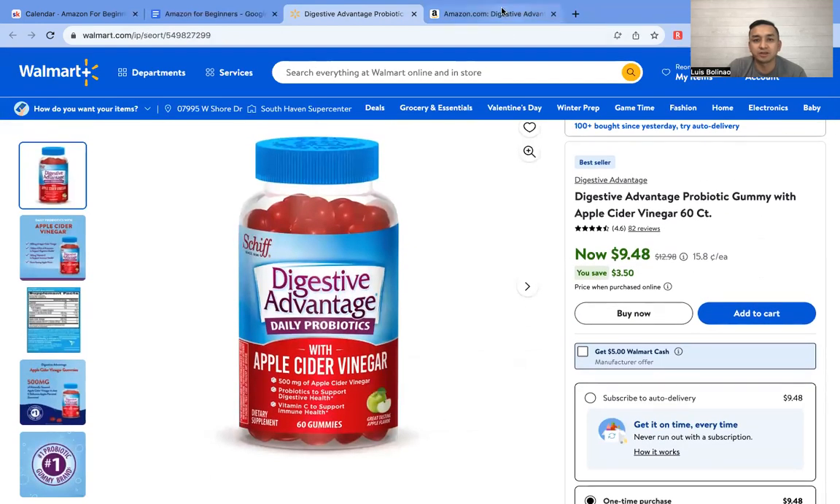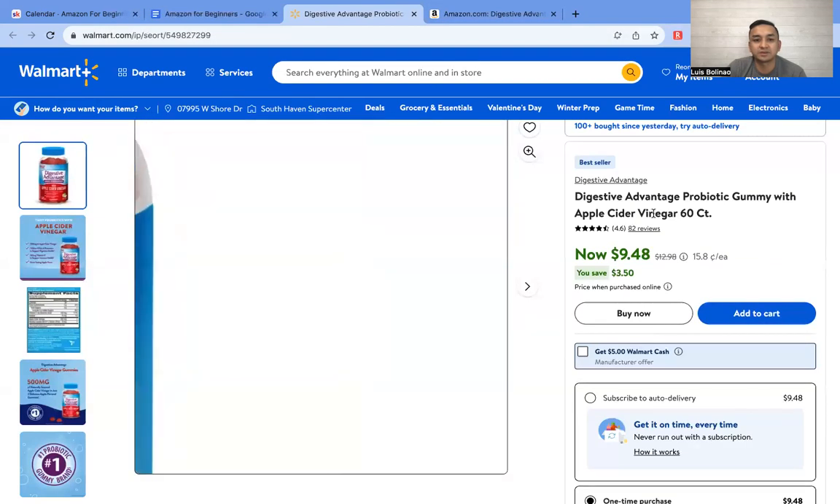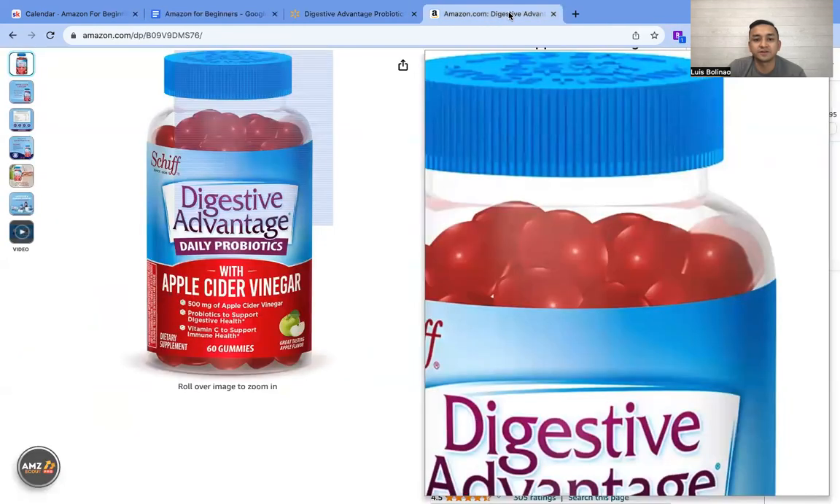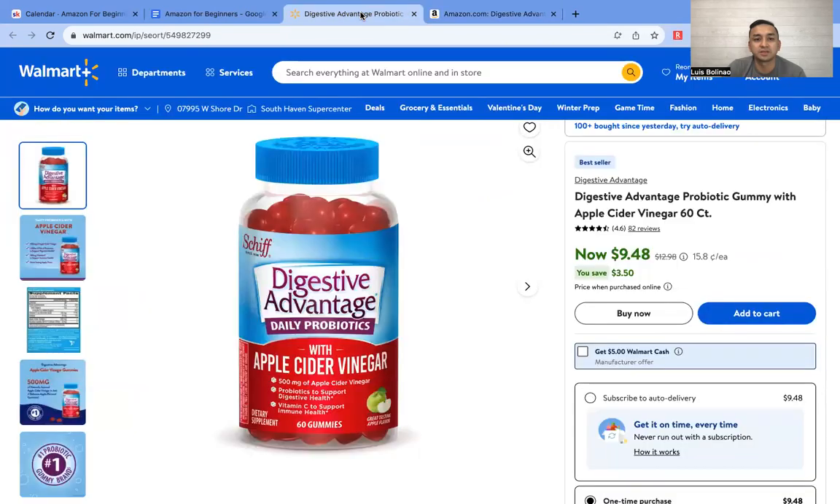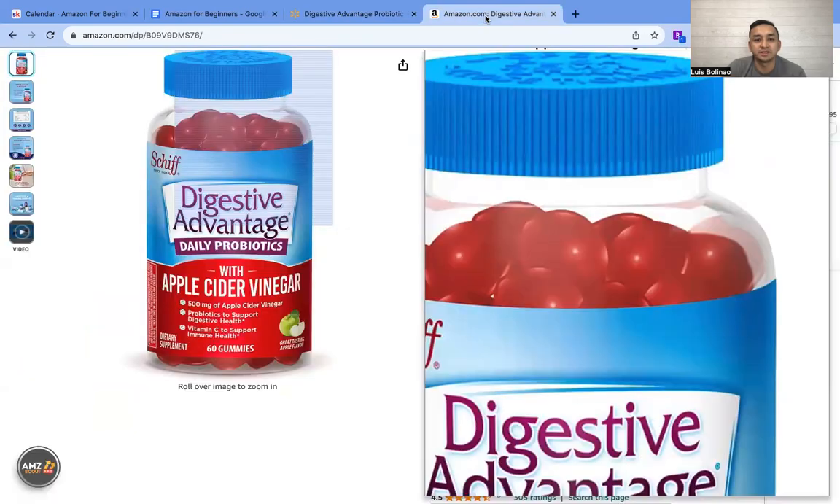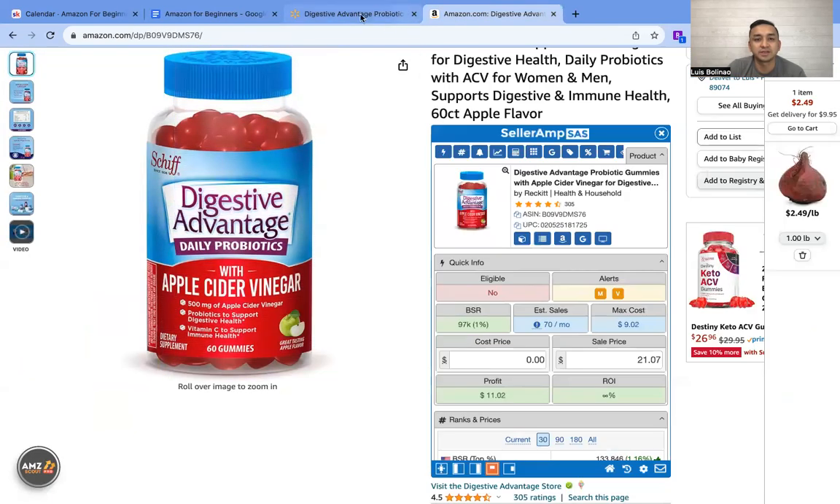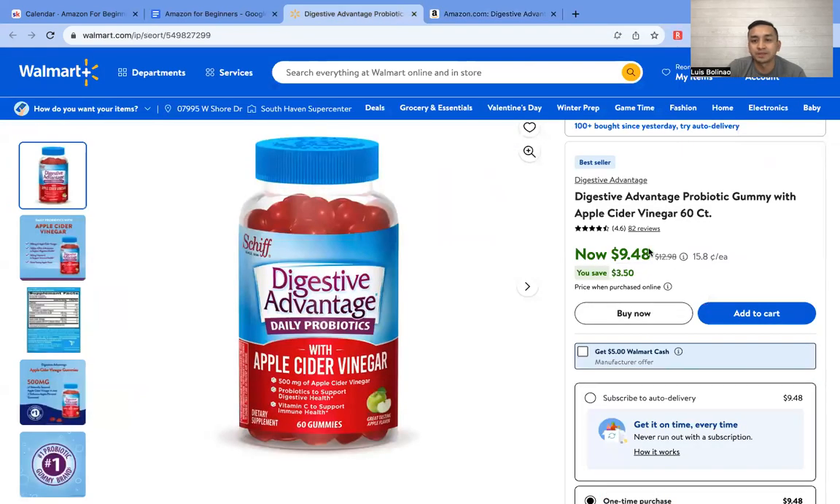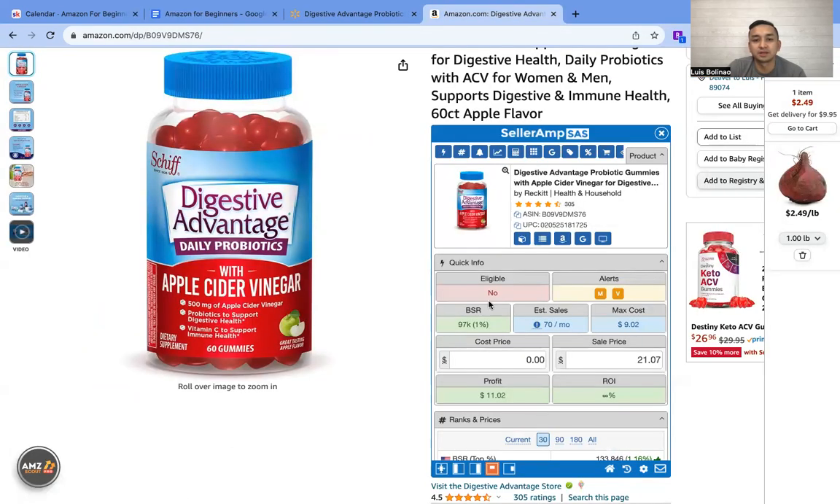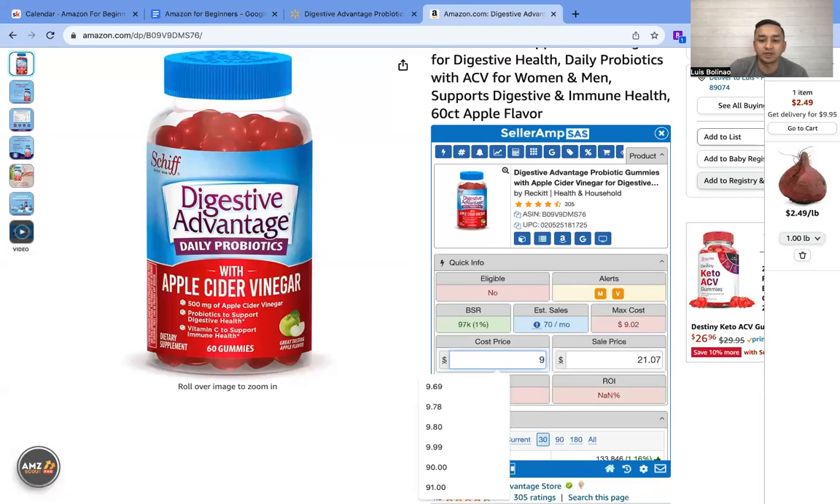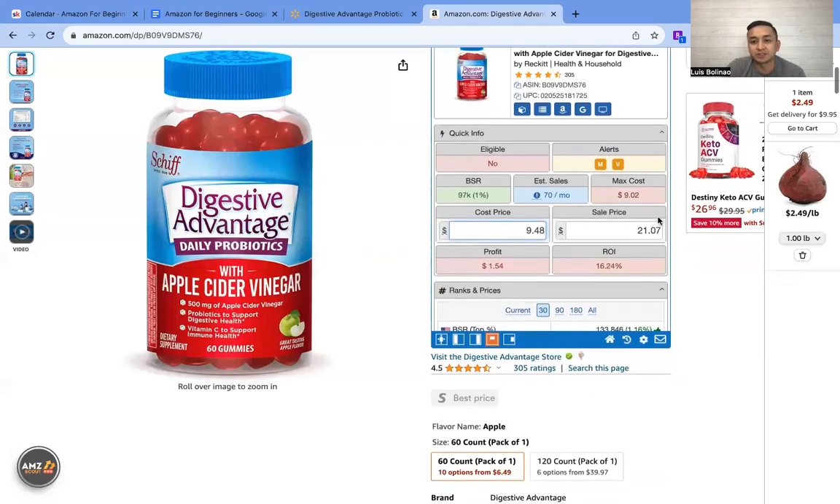So again, look at the products if they match. Apple cider vinegar, digestive advantage, probiotics, 60 gummies. Okay, looks the same. 9.48 on Walmart. On Amazon, it's about 20 bucks. It's giving you a 16% ROI. So it's below 20%, but close enough.